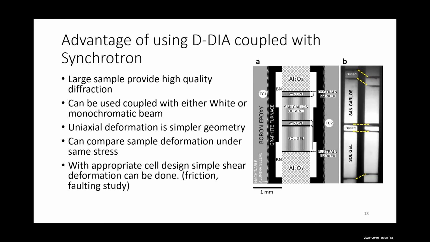So the advantage of using DDIA, this is just a summary, is that you can use large samples that provide really high quality diffraction. DDIA can be used coupled with either white or monochromatic beams, so you have a lot less limitation as to where you're performing your deformation. There is also a simpler geometry because it's only uniaxial deformation, so stress estimate is a lot simpler. And you can compare samples deforming under similar stresses.